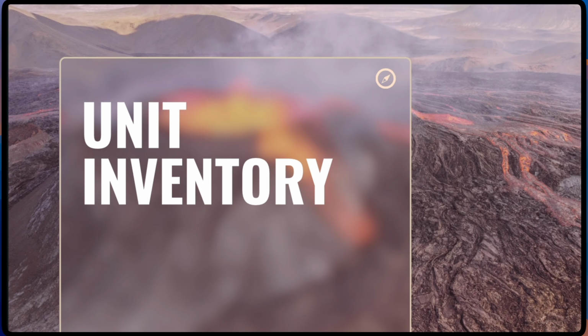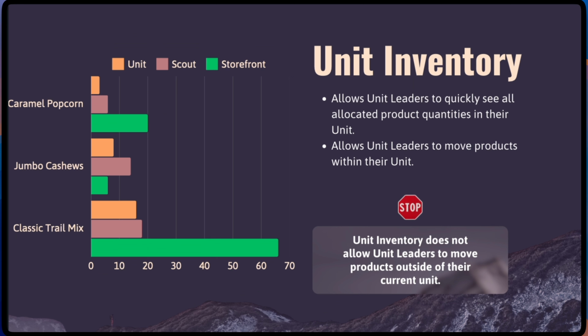Now moving on to Unit Inventory. Unit Inventory provides unit leaders with a top-down view of all products their unit has on hand. This includes how many products are assigned to scouts and how many are allocated to storefronts. This feature enables unit leaders to quickly assess their unit's inventory levels and manage products effectively.